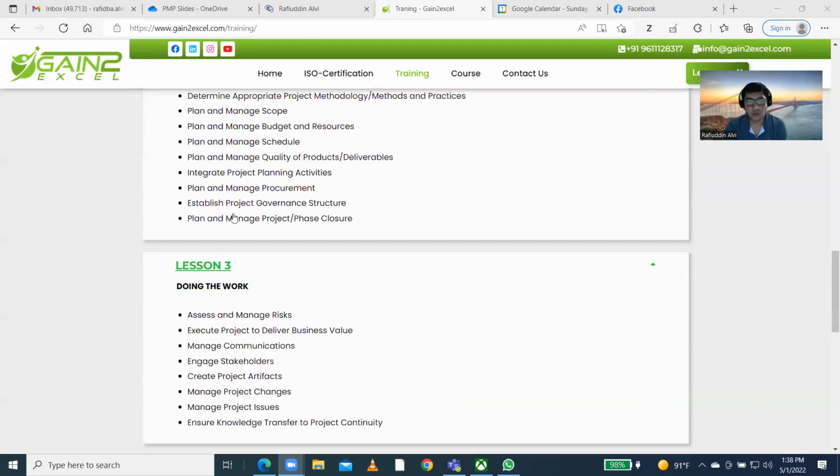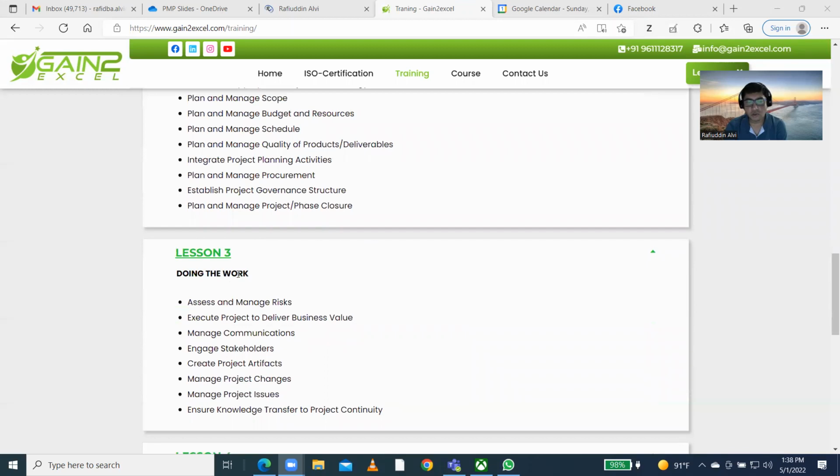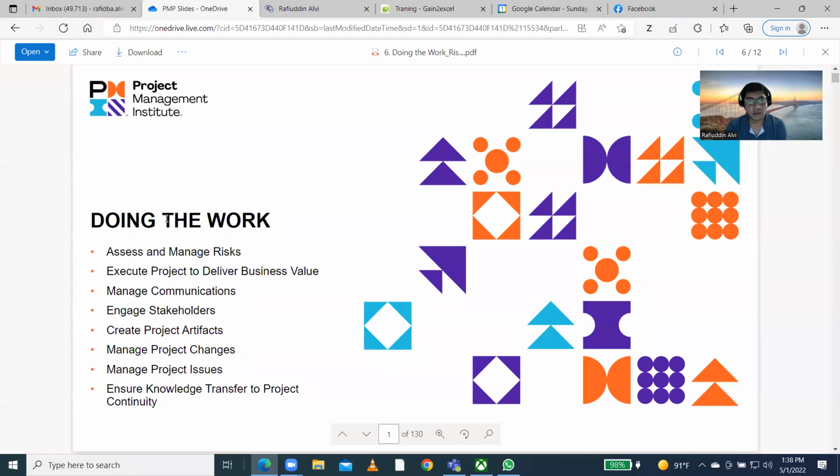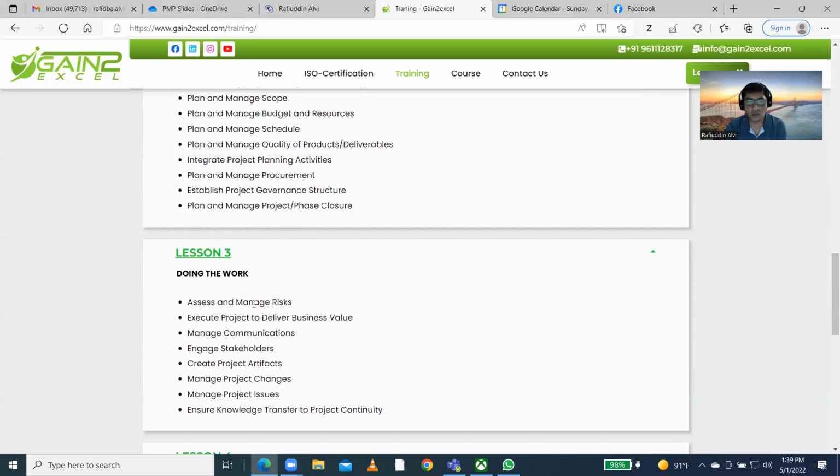What we are doing now is doing the work. In doing the work, we will be covering risk and other aspects. I will be starting from here. Whenever you are preparing for the exam, you plan and prepare like that. Say you want to cover the section doing the work: you fully study the doing the work part, like risk management, communication management, whatever is mentioned in the slides. You just go through the slides.